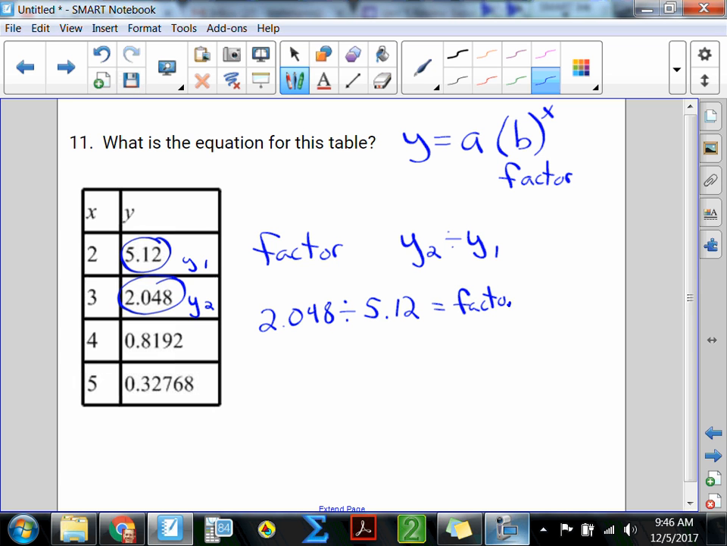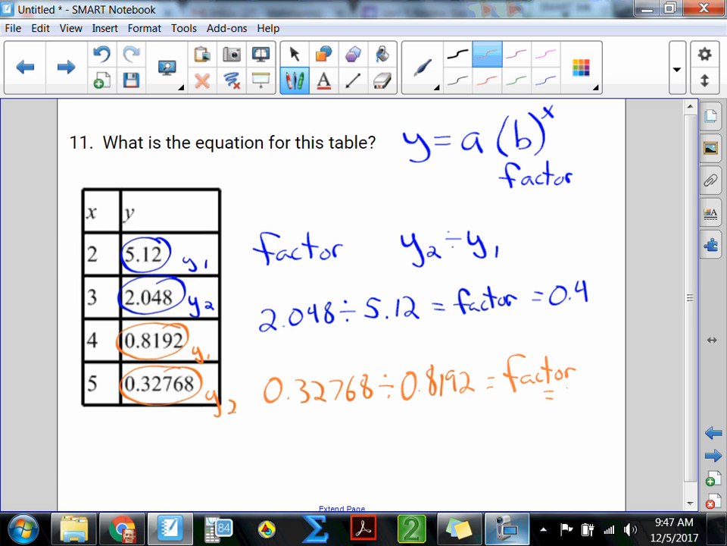I could also pick different values and do the same thing. I could say that the bottom number was y2, 0.32768, divided by the one right above it, so that's the y1, 0.8192. And on both of these, I'm going to get my factor. My factor is going to be 0.4. So this equals 0.4, and the orange one also equals 0.4. So that's my factor.